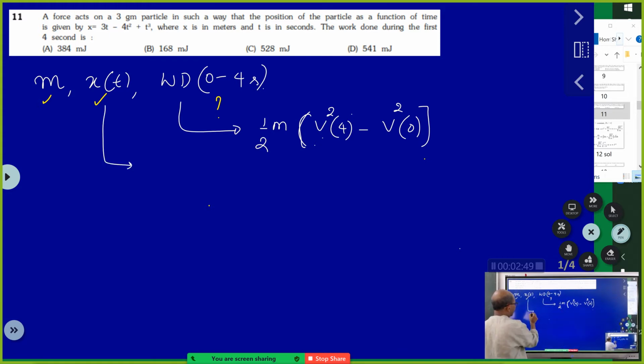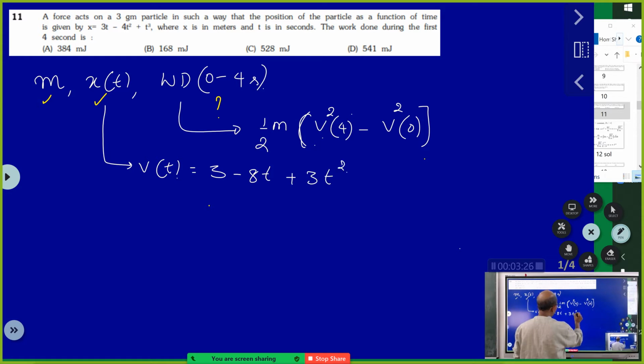So from x of t, we can get v of t, right? If you differentiate the function x of t, you will get v of t. In these types of problems, you just list the variables and the basic equation you write will tell you what to do. So you get here v of t. If you differentiate that equation, you are going to get 3 minus 8t plus 3t square.